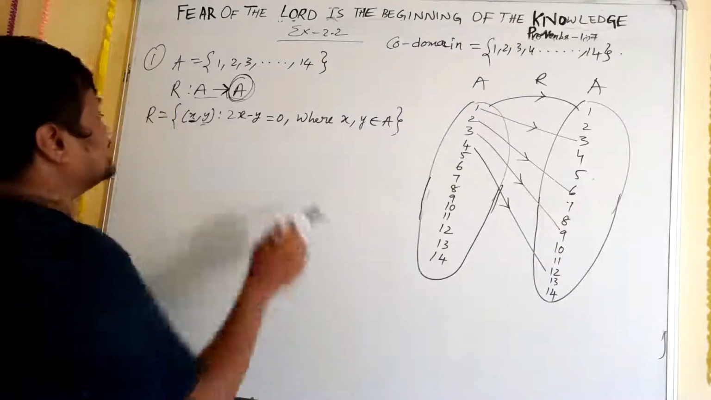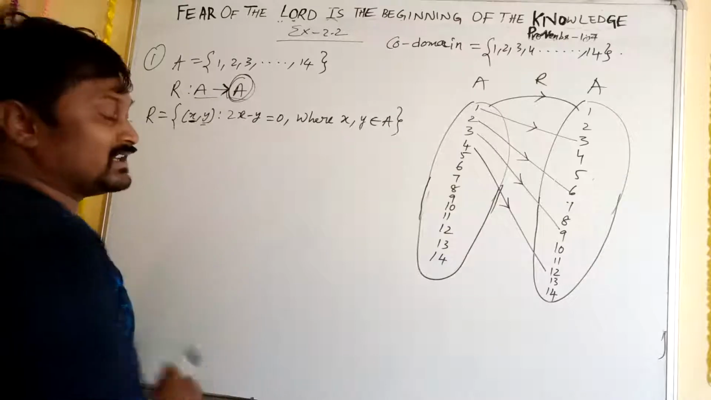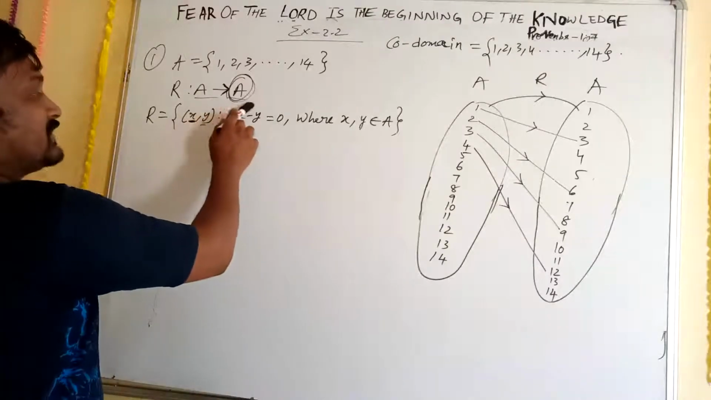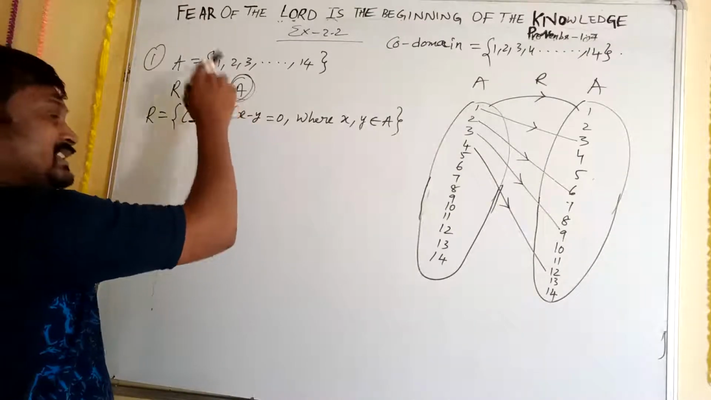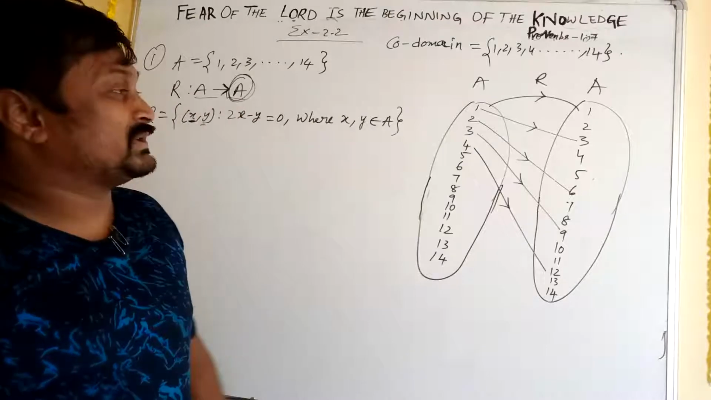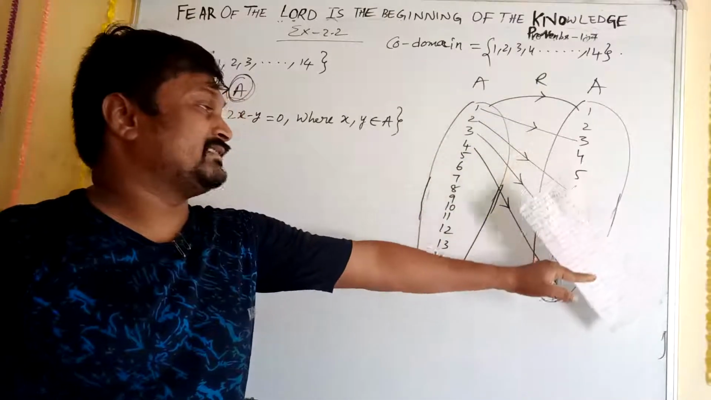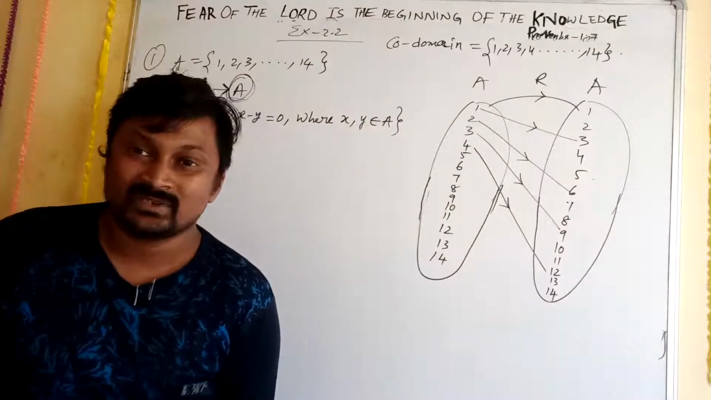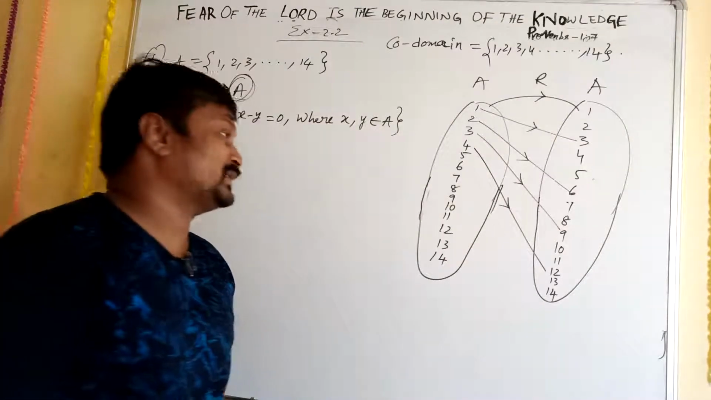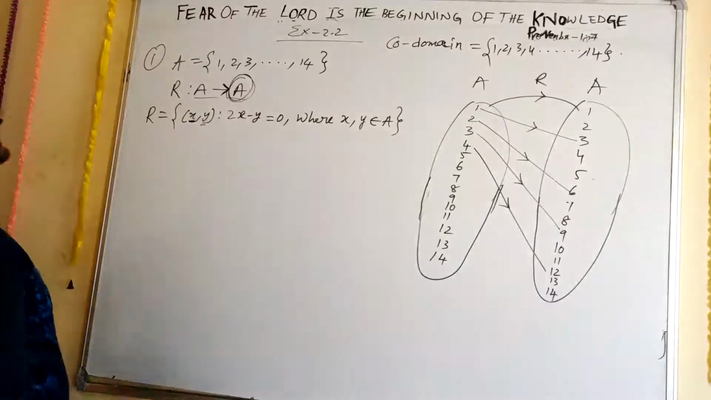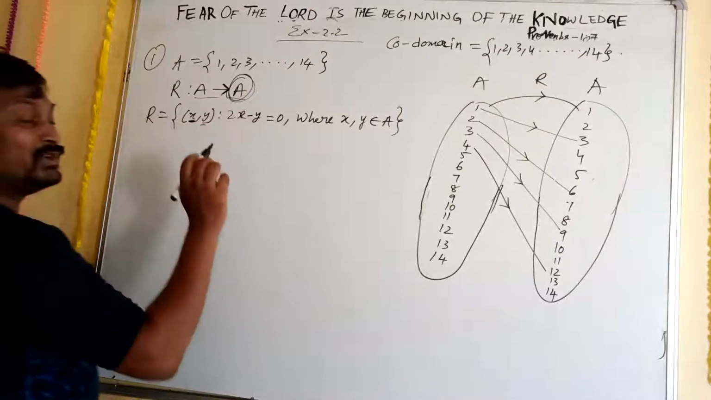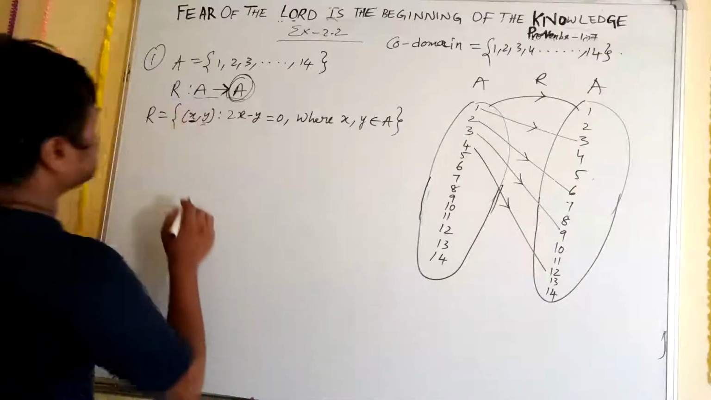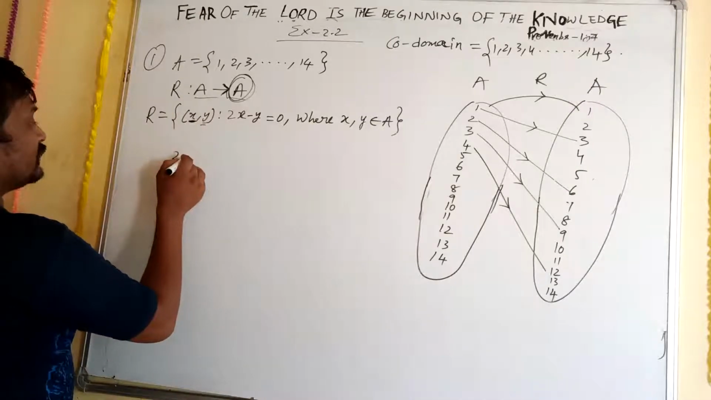See, whatever you change in this relation, the codomain never changes. So whatever is there here, that only is your codomain. So 1, 2, 3, 4, 5, 6, 7, 8, 9, 10, whichever is there up to 14, you have to write. No changes in the codomain. Very good. Only domain and range will change. So what are those?